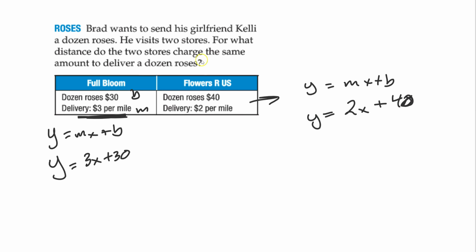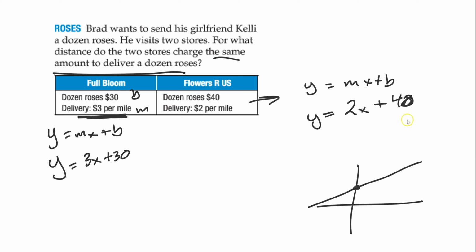Now there's a couple ways to figure out when they charge the same amount. One thing you can do is graph them both, right? Graph Full Bloom, awesome name. So plus 30, slope is 3/1, graph something like that. You could graph Flowers R Us, kind of lame. So 40, slope is 2, and you can figure out where they cross. So right there is where they charge the same amount. So that's one way to do it.